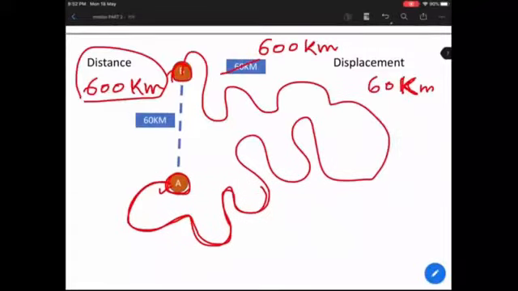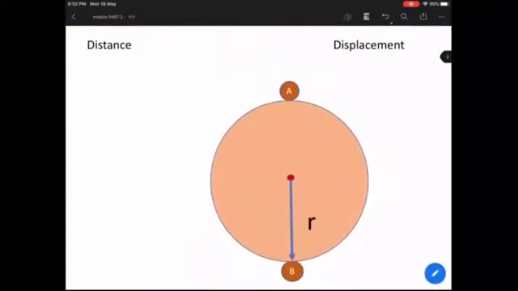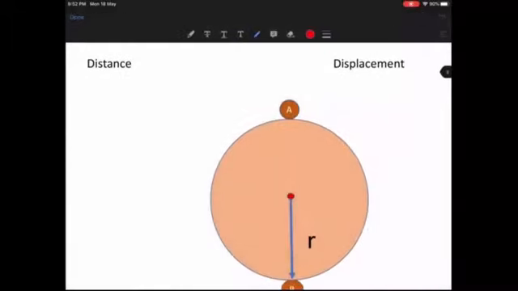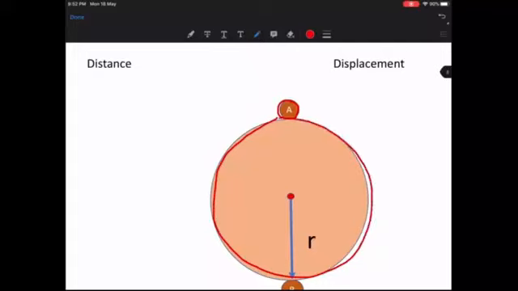Let's look at some more examples. Look at this example. There's a circular ground, and let's say you start from this point A, right on the top here. This is the starting point of the object. The object starts moving around the circumference and comes back to A. He takes 10 such rounds. The radius of this ground is r meters.